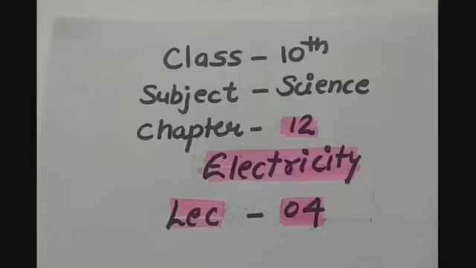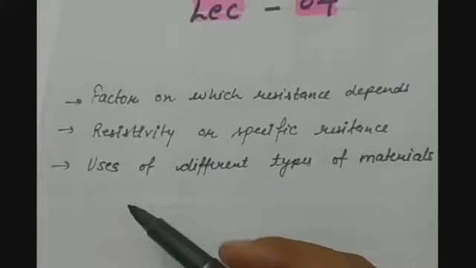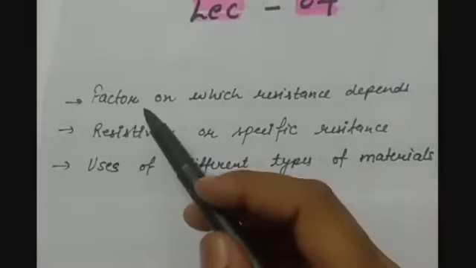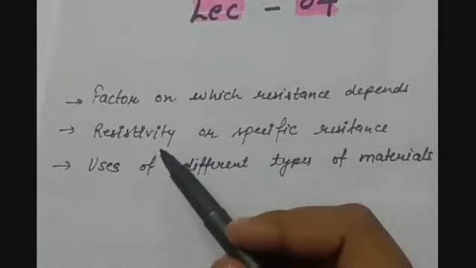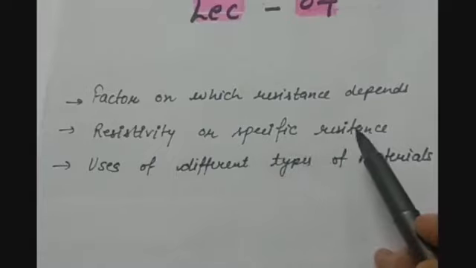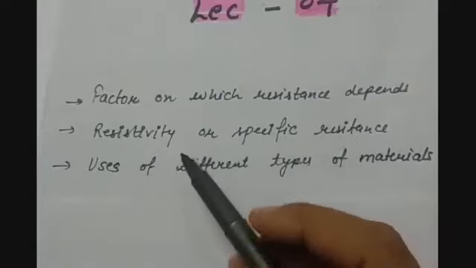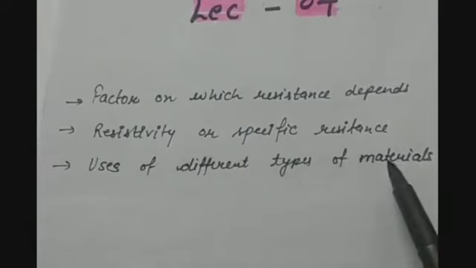This is class 10th subject science, chapter number 12, electricity, and this is lecture number 4. So dear students, in our previous lecture we have studied about the factors on which resistance depends. We have also studied about resistivity or specific resistance. We have seen the units of resistivity and the uses of different types of materials.